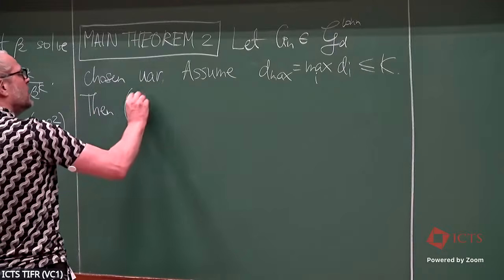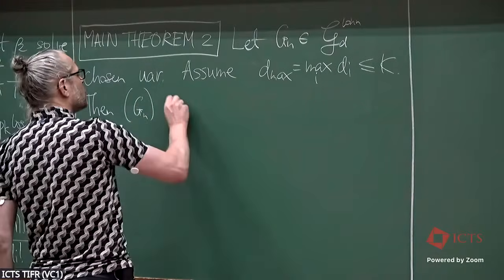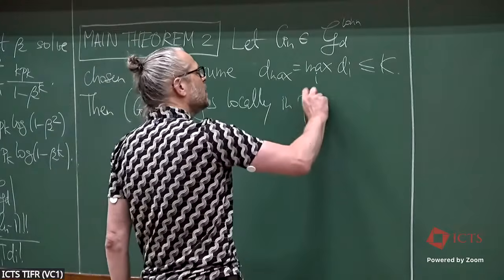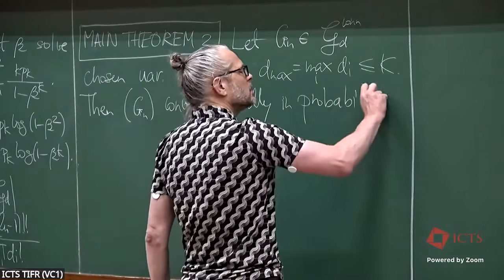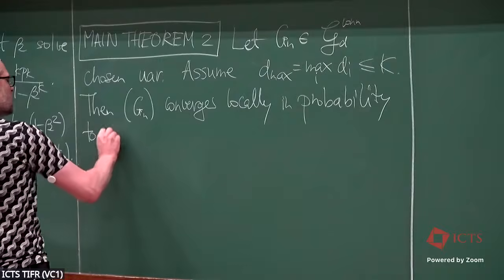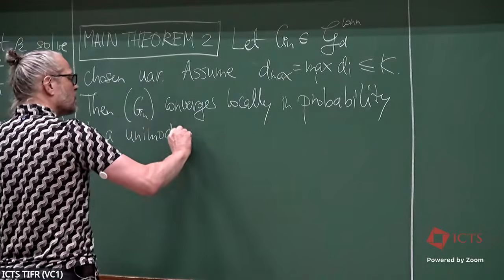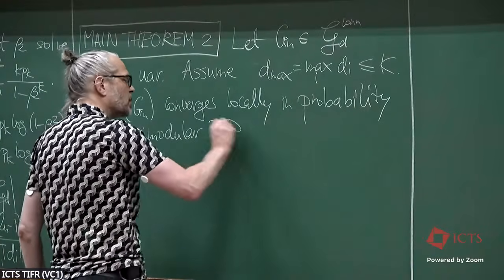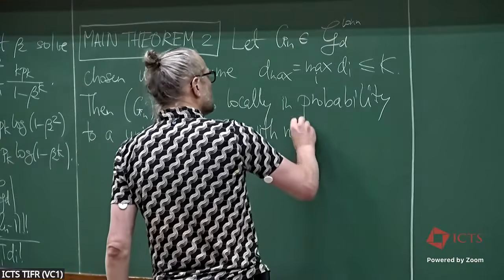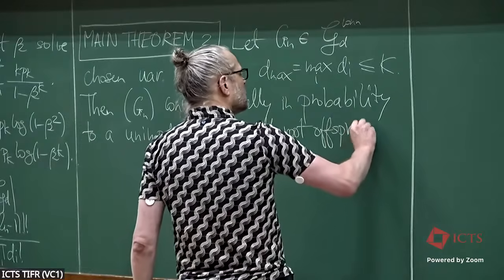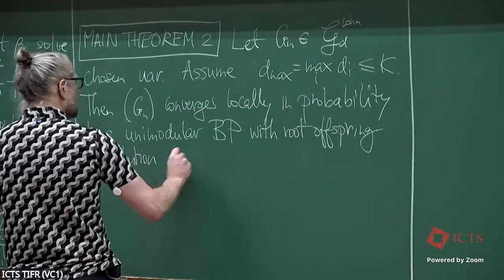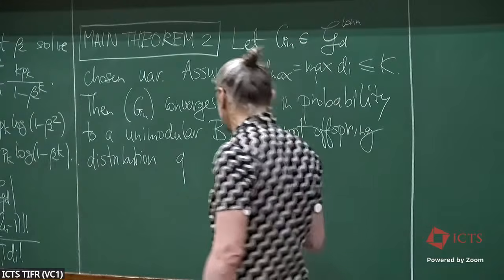Then Gn converges locally in probability to a certain branching process, BP, with root offspring distribution some Q, and I will write down what Q is, conditioned on survival.